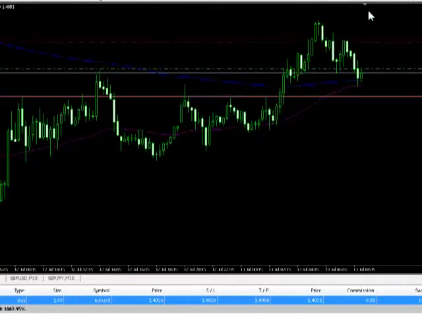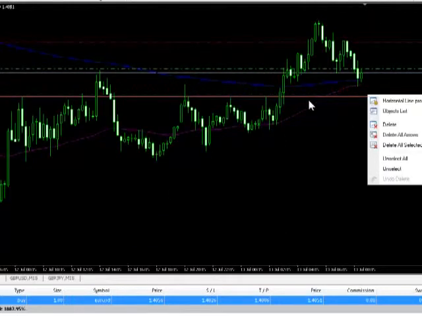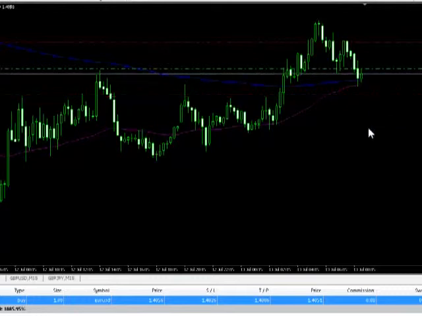Okay, there we go. Let's get this line out of the way so we can see our position. There we have our position. We have a 30 pip stop loss and a 30 pip take profit. Let's leave it there and let's check the other currency pairs.